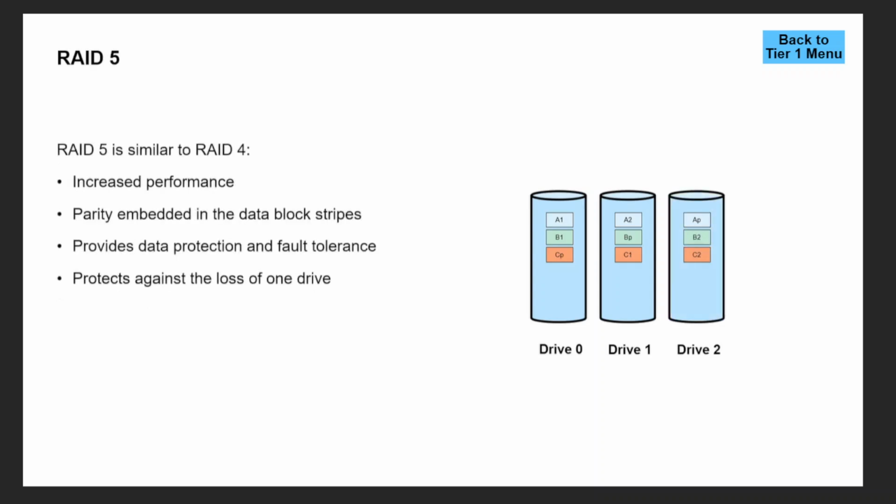RAID 5 is similar to RAID 4. The primary difference is that the parity information is embedded in the data block stripe rather than being stored on a dedicated drive. Performance is slightly better than in RAID 4. Fault tolerance and redundancy are the same as for RAID 4.